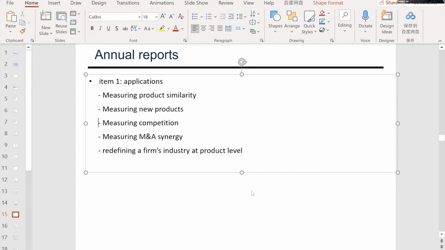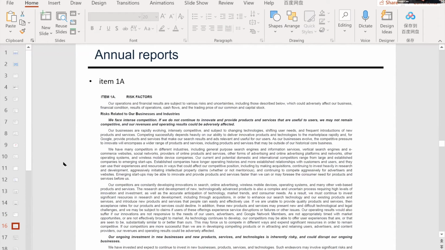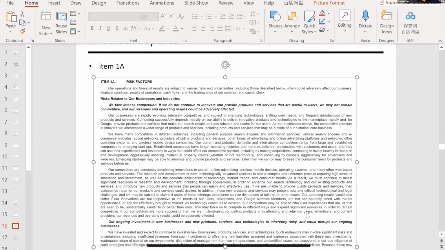Okay, so this is item 1. Let's keep moving. Let's move into item 1A. So think about new applications about this. Let's look at item 1A, the risk factors. Like I said, the risk factors will disclose the risk events that have already happened or the risk events managers believe will happen in the future. So both ex post and ex ante.